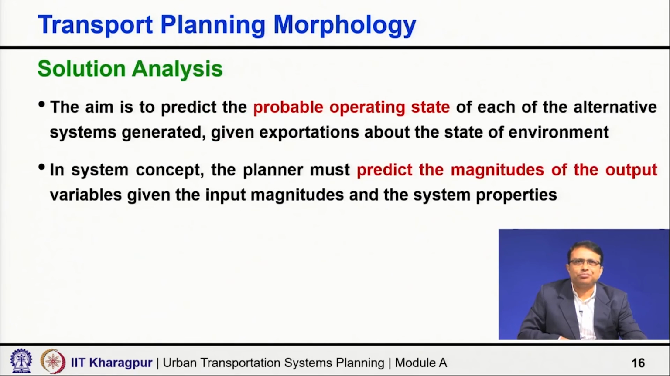Then next you analyze the solution. So, here the aim is to predict the probable operating state of each of the alternative systems generated, given expectations about the state of the environment. Okay. And then in a system context we say the planner must predict the magnitude of the output variables given the input magnitudes and the system properties. So, we know what it is going to give, we analyze the solution completely.